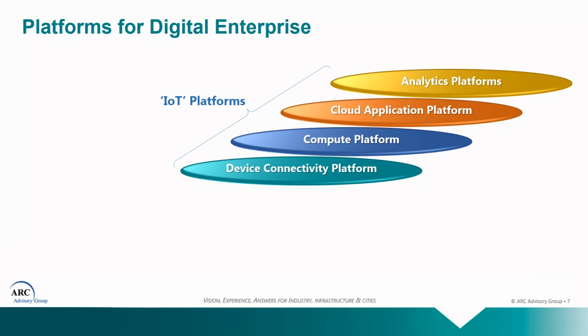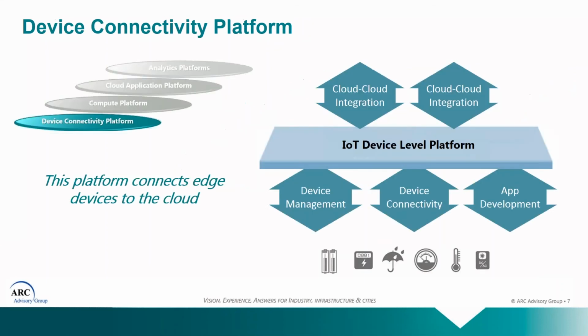For the Internet of Things, the ARC Advisory Group has identified 4 new software platforms that are driving disruption, much like cloud-based Word and Excel files. The first and base platform is device connectivity. The second layer builds on top of the connectivity with distributed computing, or the compute platform. Then cloud platforms enable a wide range of software applications. And finally, new platforms are becoming available for analytics. We'll walk through 3 of these in the next slides.